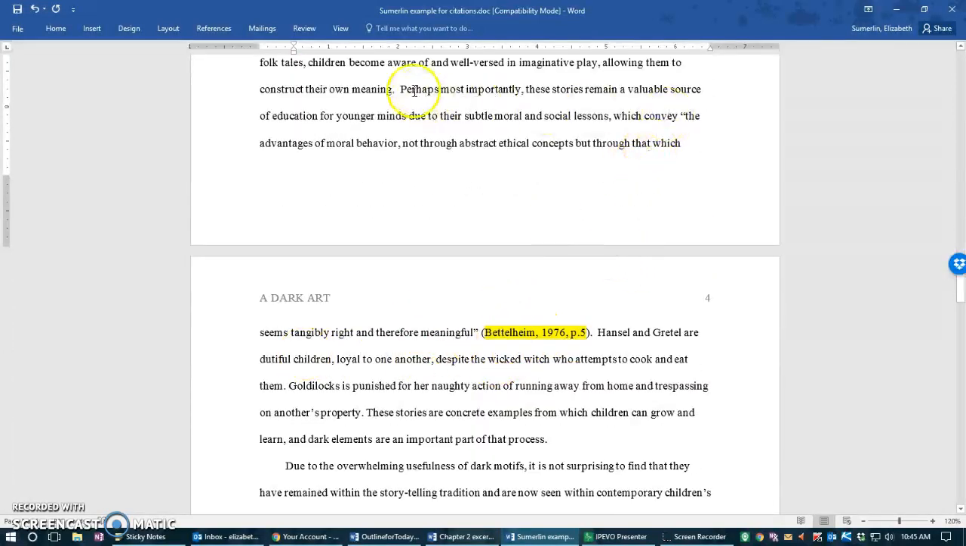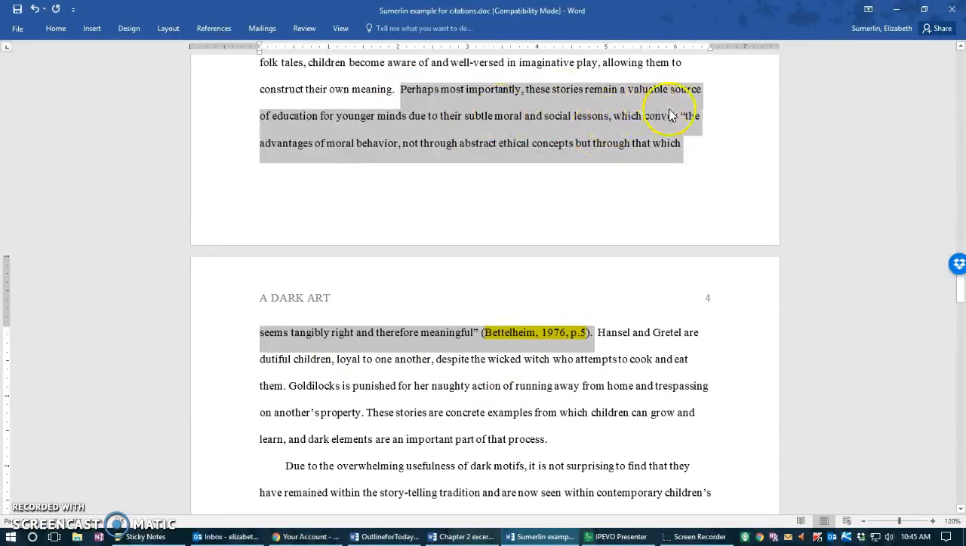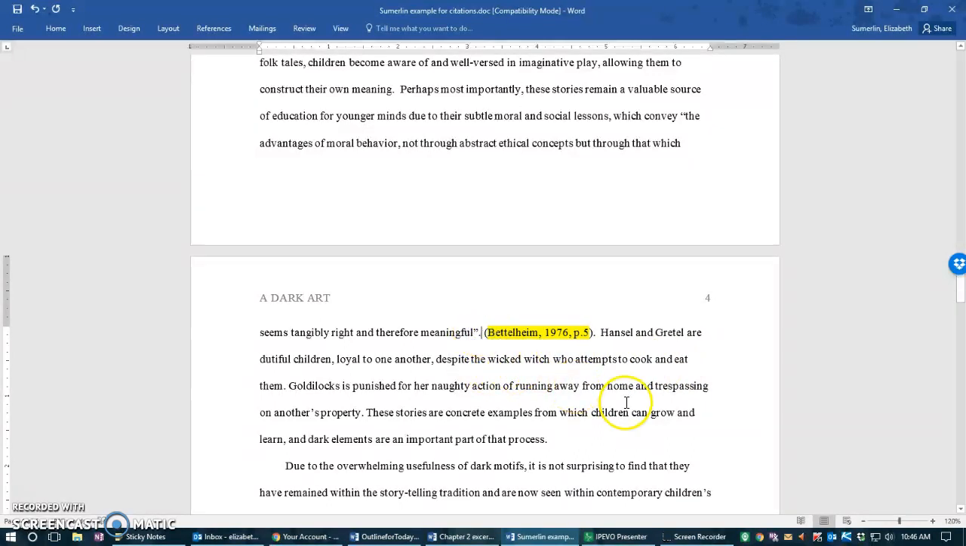I've got another quote here. So, perhaps most importantly, these stories remain a valuable source of education for younger minds due to their subtle moral and social lessons, which convey, quote, the advantages of moral behavior, not through abstract ethical concepts, but through that which seems tangibly right and therefore meaningful, end quote. If I'm not introducing the author before the quote, I need to give credit to the author after. This is an in-text citation. So author, comma, year, comma, P, period, page number, and then the period goes behind the parentheses. Because you've got to make this citation a part of the sentence. You do not make it its own sentence. So putting a period there would be wrong. You include the citation in its sentence.